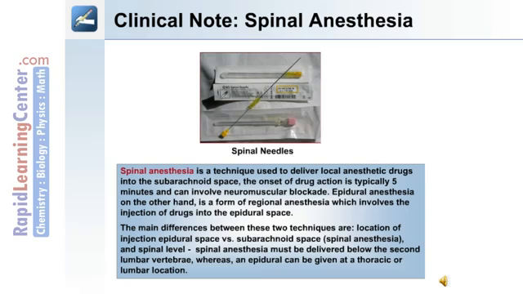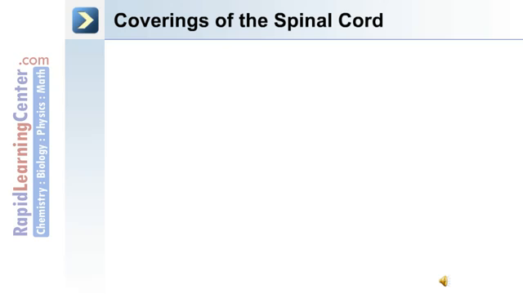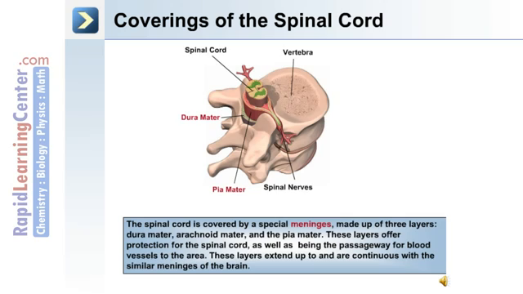The spinal cord and the brain have special coverings made up of 3 layers. These coverings are known as the meninges. The 3 layers are the dura mater, the arachnoid mater, and the pia mater. These layers offer protection for the spinal cord as well as being a passageway for blood vessels into the area. The layers extend up to and are continuous with the similar meninges of the brain.